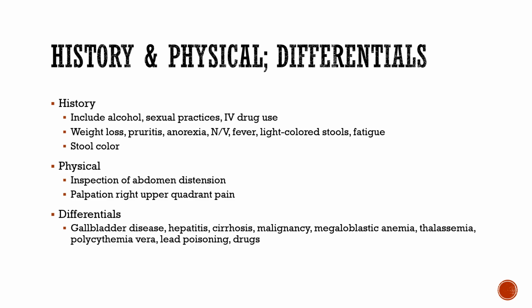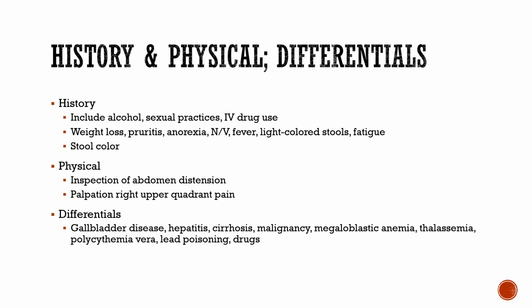Include in there alcohol, sexual practices, and IV drug use, as sometimes cirrhosis of the liver, hepatitis that comes from unprotected sex or IV drug use can be the cause. Ask about the stool color. A stool that's light in color may be indicative of cholecystasis, cholelithiasis, cirrhosis, or another biliary obstruction. And finally, ask about anemias in the family.